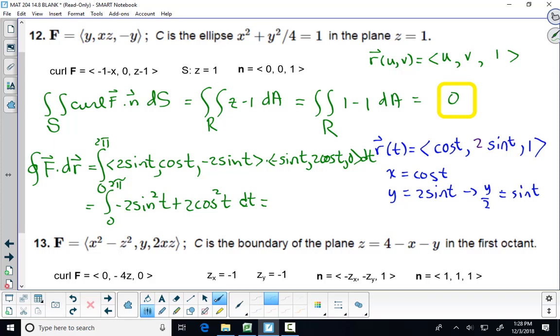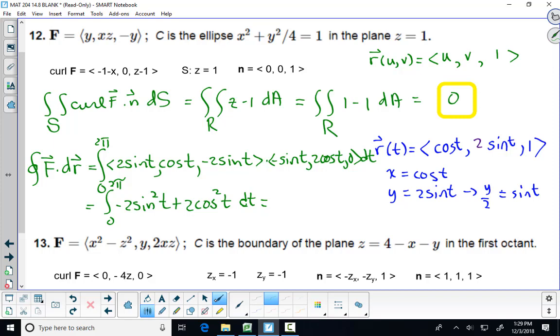A couple ways we could do it. Cosine 2t? Yes. So you could use power reduction identities, which work absolutely fine. Or you know that cosine squared of t minus sine squared of t is cosine of 2t. So you could use that also. You could prove that using the power reduction identities, because we did that one.